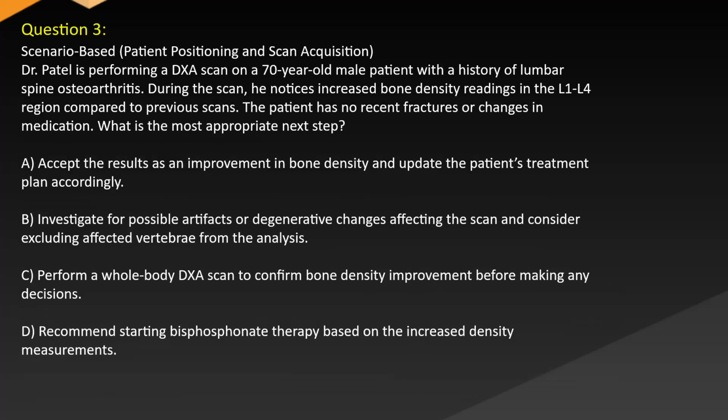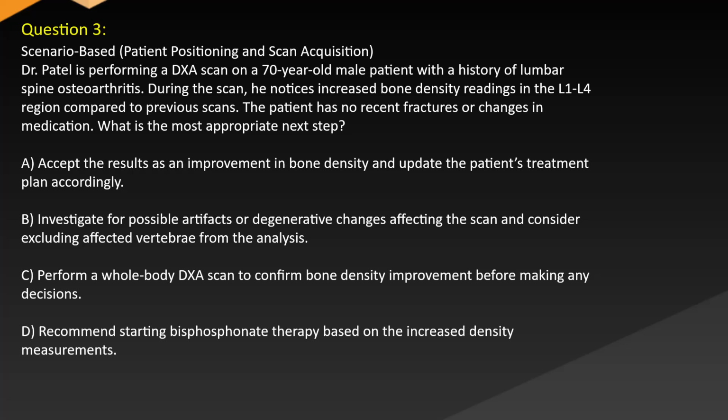Question 3. Scenario-based patient positioning and scan acquisition. Dr. Patel is performing a DXA scan on a 70-year-old male patient with a history of lumbar spine osteoarthritis. During the scan, he notices increased bone density readings in the lower region compared to previous scans. The patient has no recent fractures or changes in medication. What is the most appropriate next step?